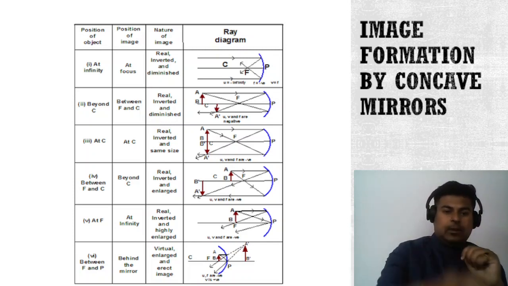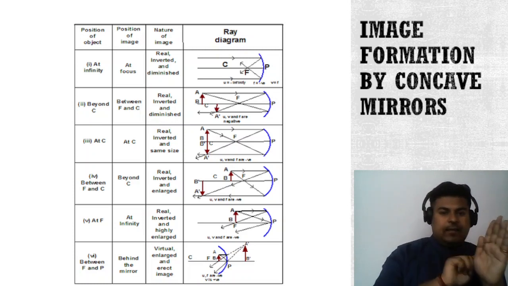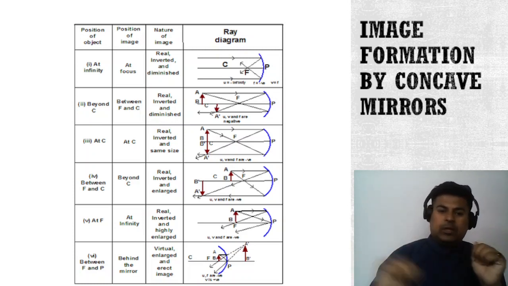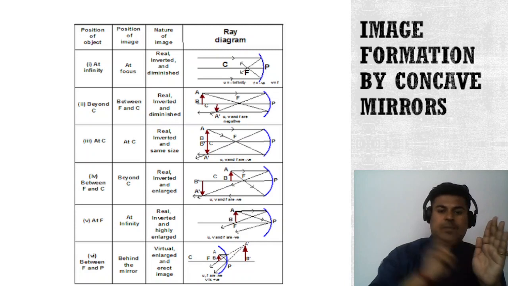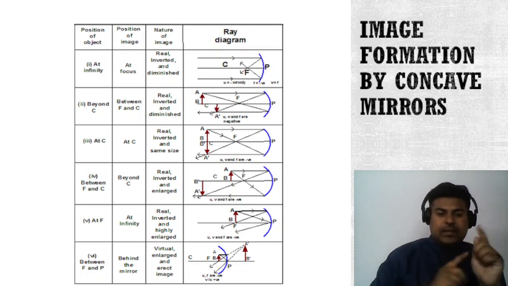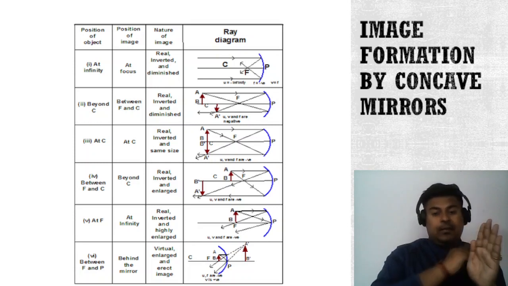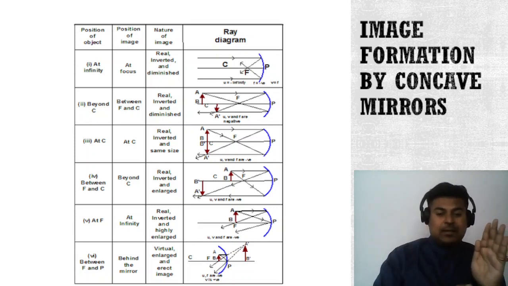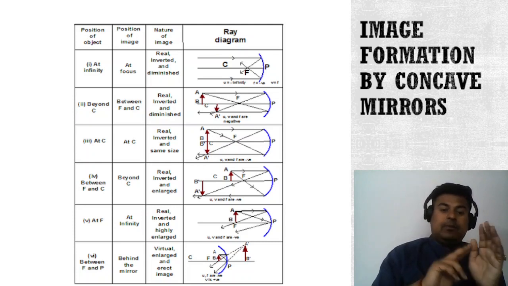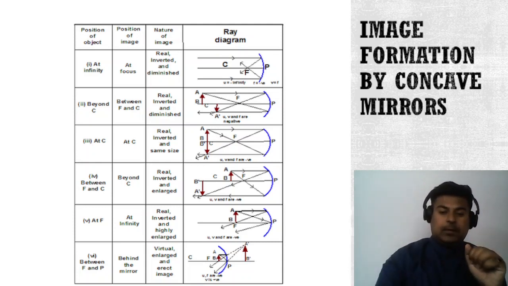So these are various positions of the object. If it is at infinity, the image will be at the focus. If it is beyond C, the image will be between F and C. If it is at C, the image will be at C. If it is between F and C, the image will be formed beyond C. If the object is at F, the image will be formed at infinity, meaning the reflected rays will never meet. If the object is between F and P, the image will be virtual and it will be formed behind the mirror.